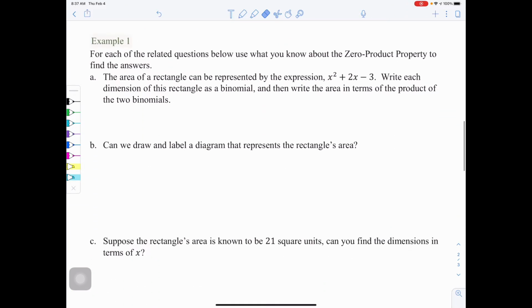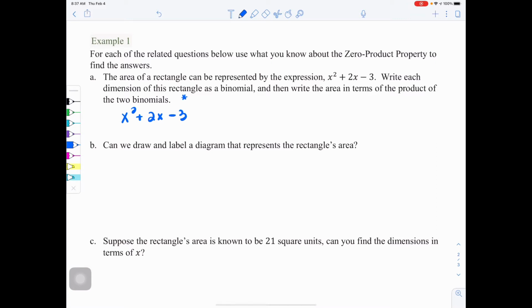So now we're going to move on and do example 1 together. For each of the related questions below, use what you know about the zero product property to find the answers. So A says the area of a rectangle can be represented by the expression x squared plus 2x minus 3. Write each dimension of this rectangle as a binomial and then write the area in terms of the product of the two binomials. So they want us to take x squared plus 2x minus 3 and write it as a product of two binomials. So in other words, they want us to factor.